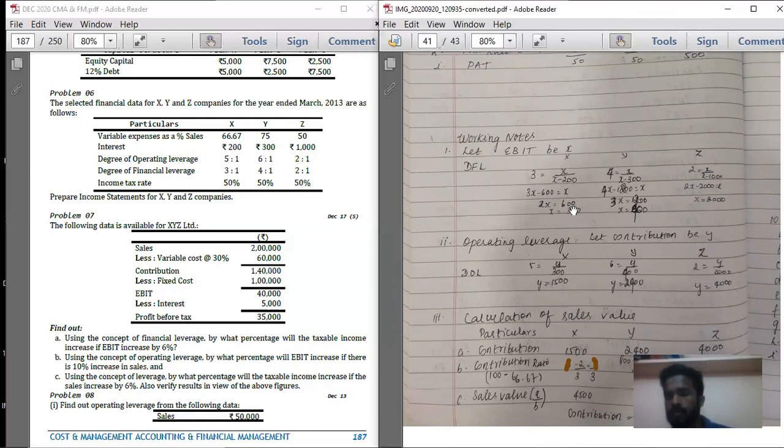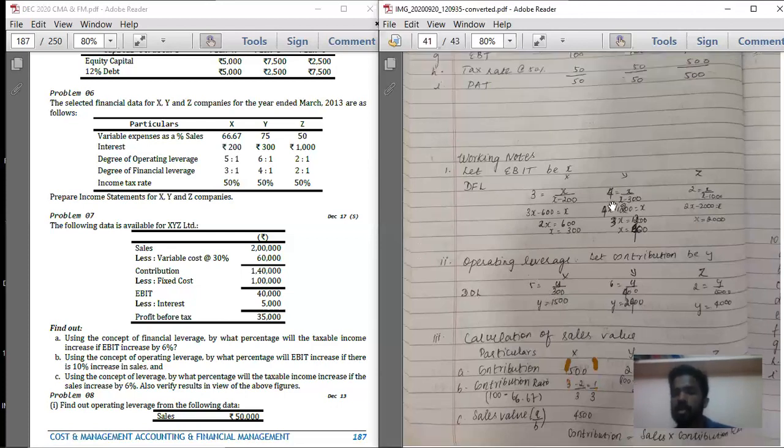So 2X is equal to 600. So X is equal to 300. Very easily we found the X. That EBIT is 300. Using the DFL formula, we found EBIT is 300. And if we reduce the interest 200, we'll get EBT 100. That is fine. Okay, coming to next, Y.